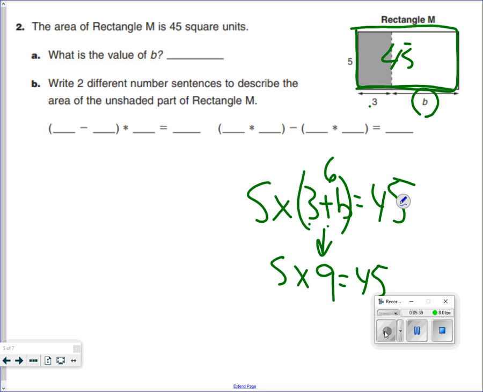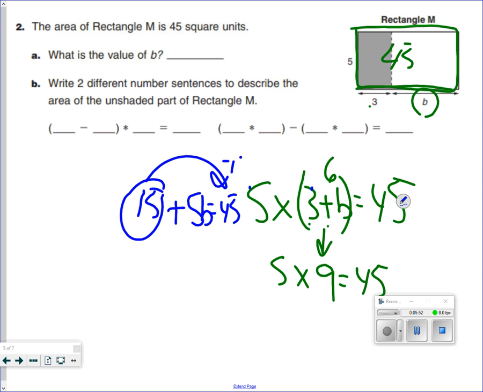I could also set this up like an equation. 5 times 3 is 15, plus 5 times b is 5b, equals 45. I can bring this 15 over to this side, then it becomes a negative 15. 45 minus 15 is 30. I have 5b equals 30. Divide by 5, divide by 5, b equals 6.